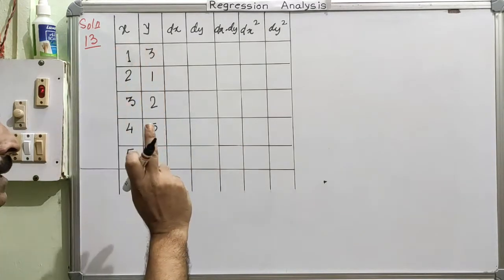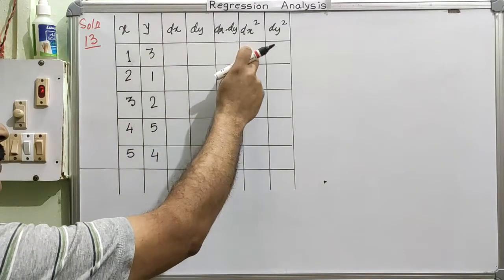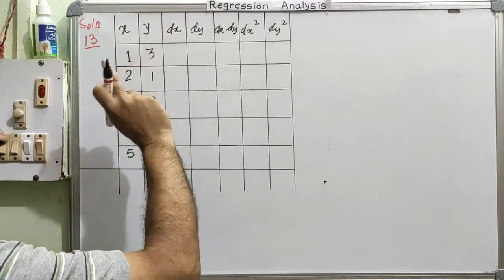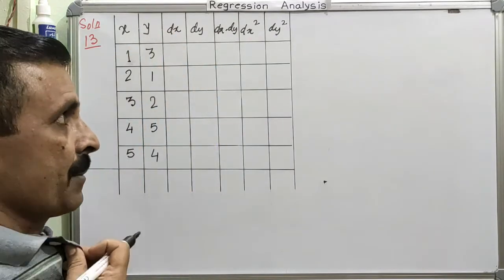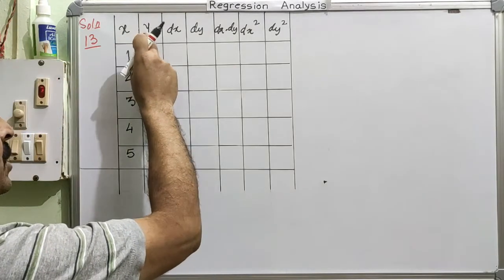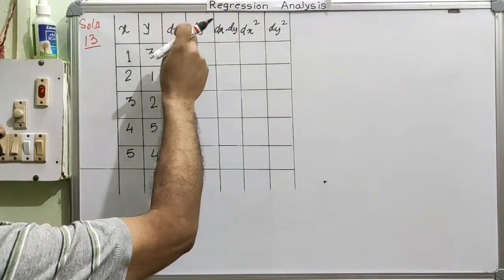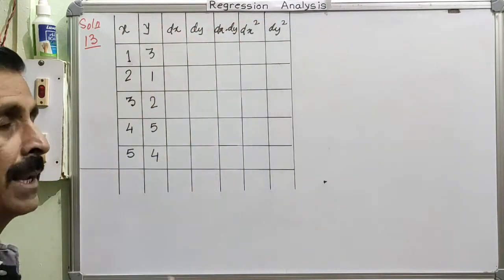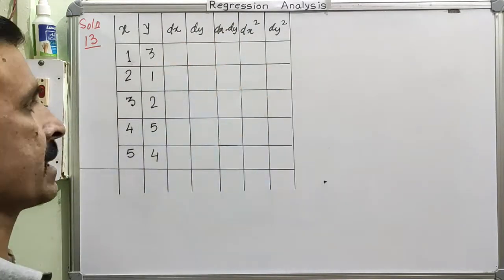2 columns you had, right? And then you have 5 more columns. 1, 2, 3, 4, 5. That means altogether we will have 7 columns. Whenever you find the correlation coefficient by using the calculation method, we will always have 7 columns. Please be mindful. 1, 2, 3, 4, 5, 6, 7. Is it alright? So we have to fill all these boxes.